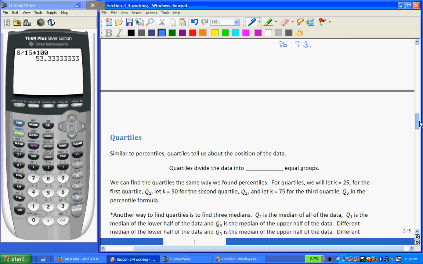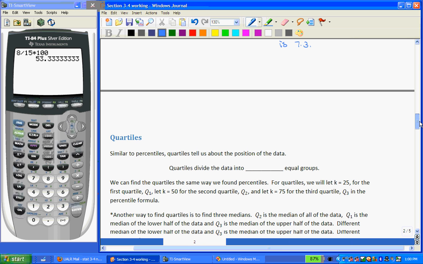And different calculators or computer programs are going to find the quartiles in different ways. Some might use the first technique we mentioned. Some might use this method of finding medians. So there is some possibility of differences in answers depending on the method that's used. But I just wanted to point that out as an alternative method.